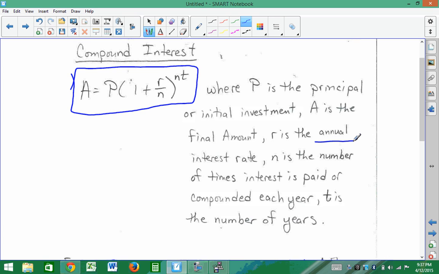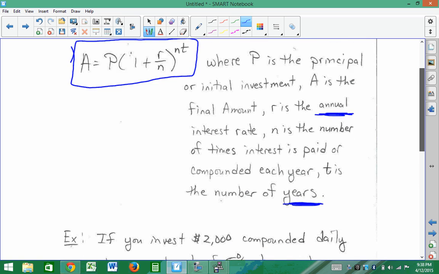Banks have a tendency not to just pay out interest one time a year. They usually go to daily. That's often the time that they use. I have seen quarterly, monthly, but mostly daily. t is the number of years that our money will be invested. Again, we're saying annual rate and number of years, so they have to be the same units, instead of weeks or months or something else like in the population problem we did last time.